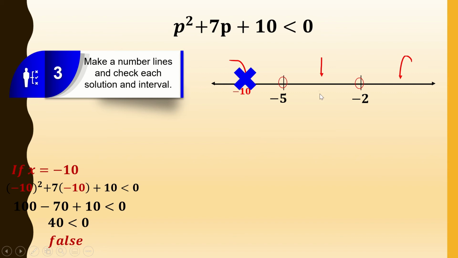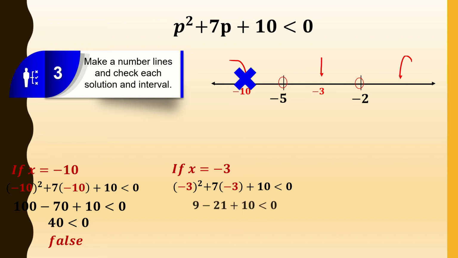Next, let's choose one from this interval. We have negative 3. Substituting negative 3, we have the square of negative 3 plus 7 times negative 3 plus 10 is less than 0. Simplifying that, we have 9 minus 21 plus 10 is less than 0. Last, we have negative 2 is less than 0. Now, it is true since negative 2 is really less than 0. Therefore, points between negative 5 and negative 2 are solutions, or included.